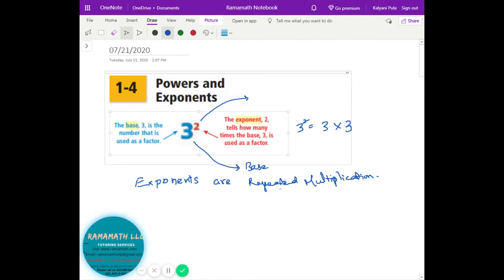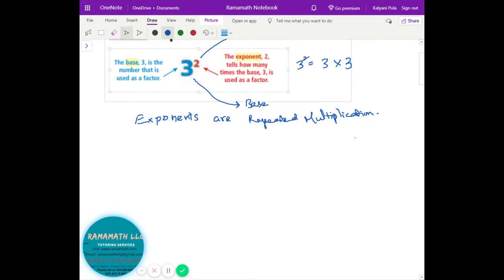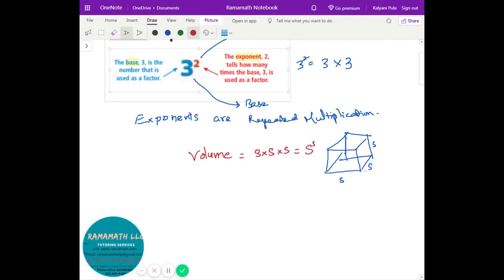But where do you see these exponents? For example, if you have a cube and you would like to find the volume of the cube, let's say the side length is S. Then the volume of this cube is S times S times S, which is S to the third exponent. So we use exponents in real life where volume comes into the picture.